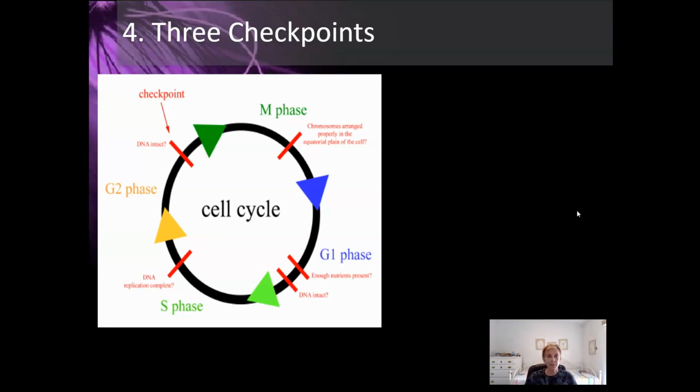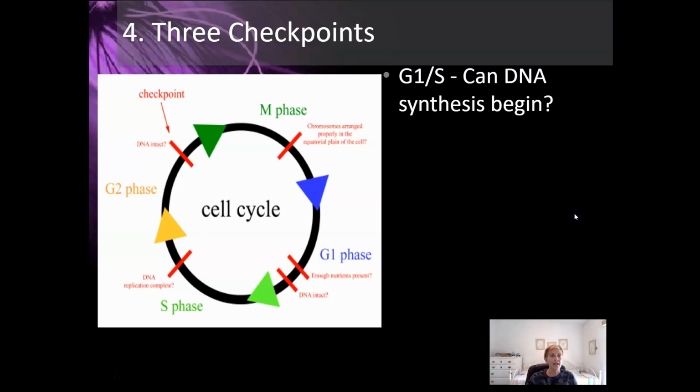We also talked about checkpoints that are like the quality controls. You need to know what those checkpoints are and why they're important. The G1 checkpoint checks to see if the environment is favorable for cell division. Is there enough nutrients? Is the cell big enough? This is basically, can DNA synthesis begin? It's easy to remember: the checkpoint is at the end of a phase. Whatever comes next, the checkpoint is basically saying whether or not that can happen.